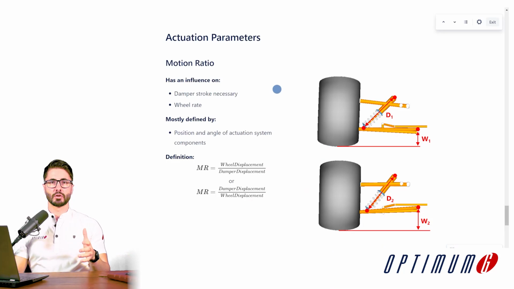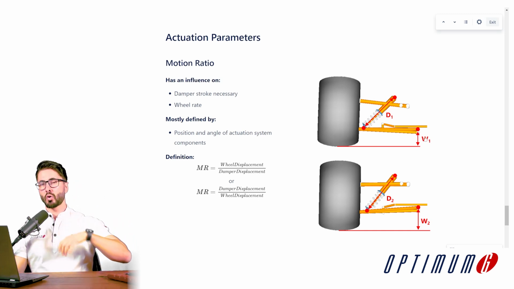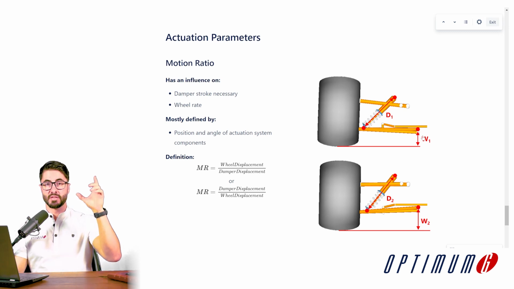Okay, now that we have all this bureaucracy out of the way, let's start looking at the kinematic parameters that will define the behavior of the car. The first parameter we should be looking at once we have our initial draft of the actuation system is the motion ratio. As you can find in our documentation page, the motion ratio is nothing more than the displacement of the chassis or wheel compared to the displacement of the damper.